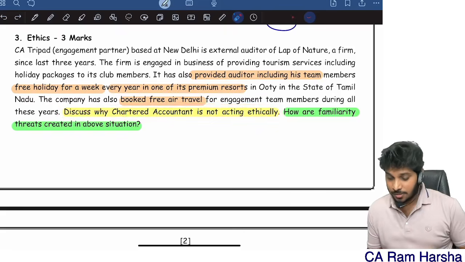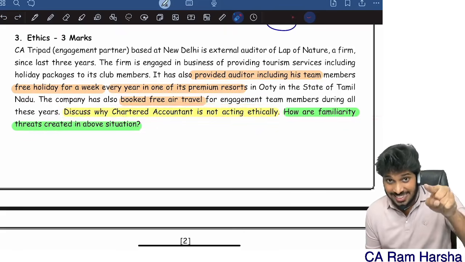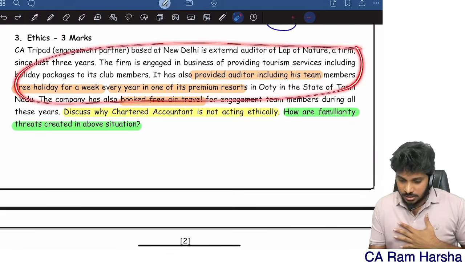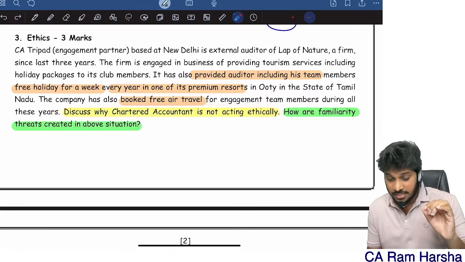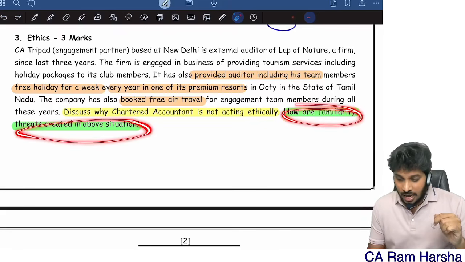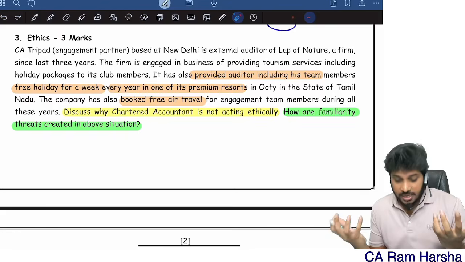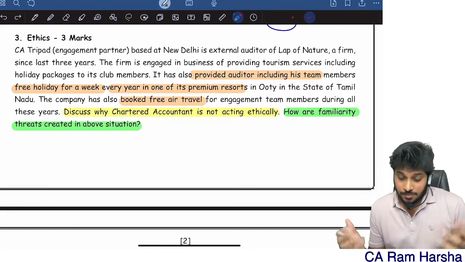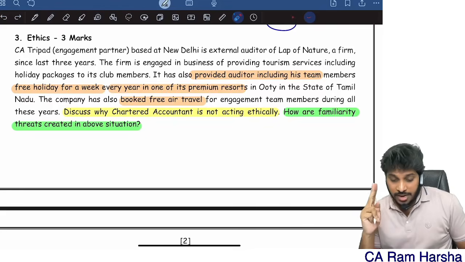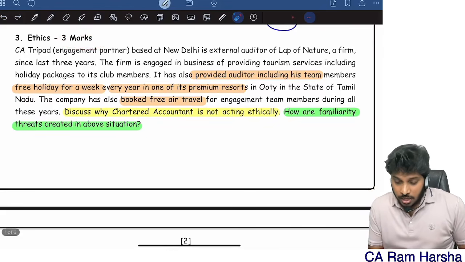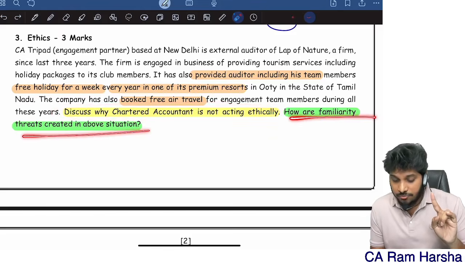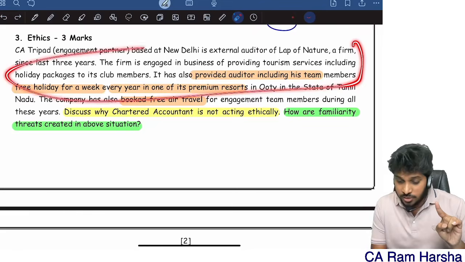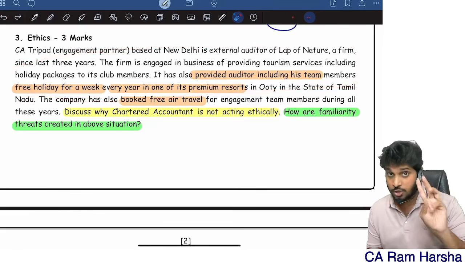This is one question. How is a familiarity threat created in this situation? So they gave one situation. How the auditor is not acting ethically means which fundamental principle is violated, they're asking. Third, how this created a threat, how the familiarity threat is created. So there are totally 2 main questions involved, 3 marks totally. How the auditor is not acting ethically, this you need to answer clearly. How is the familiarity threat created in this situation? By using this case study, you should write the answer totally for 3 marks.